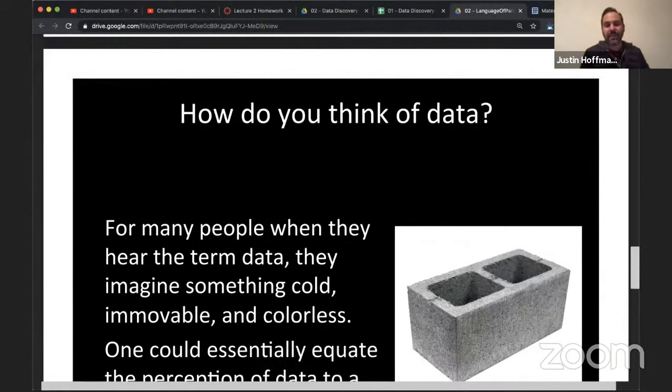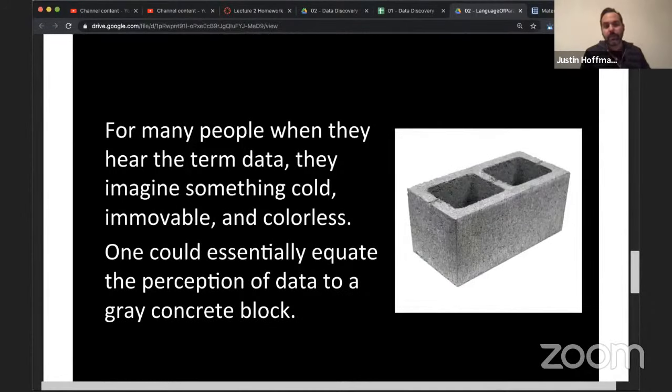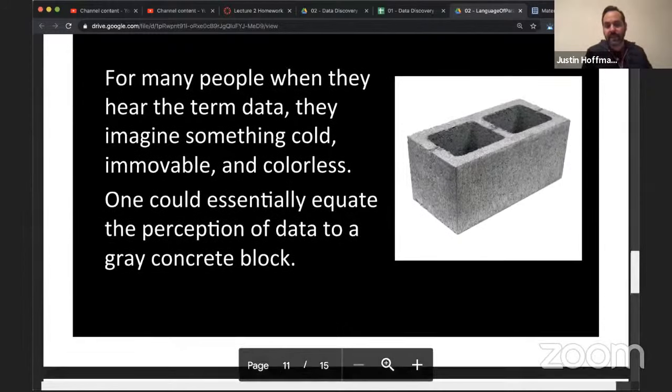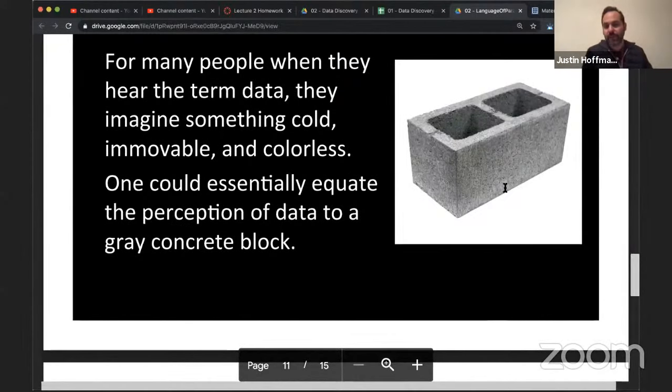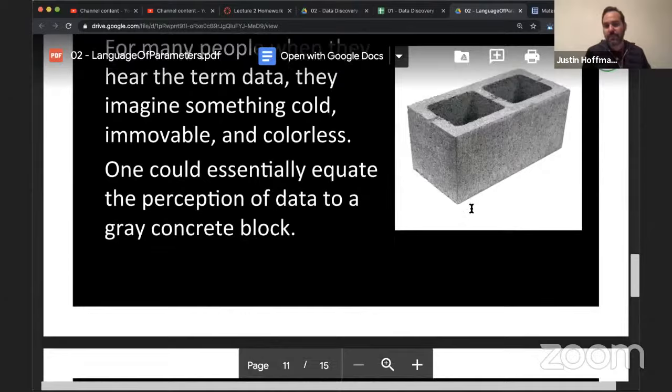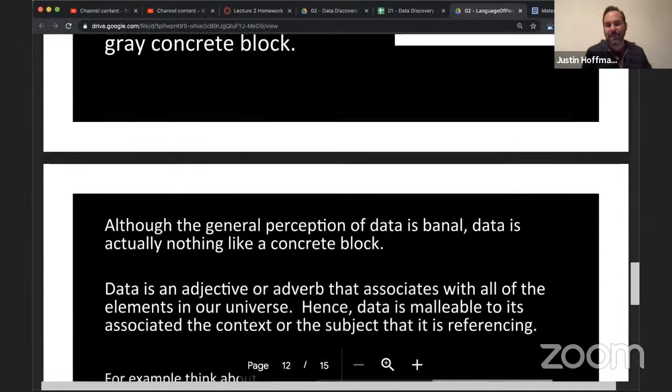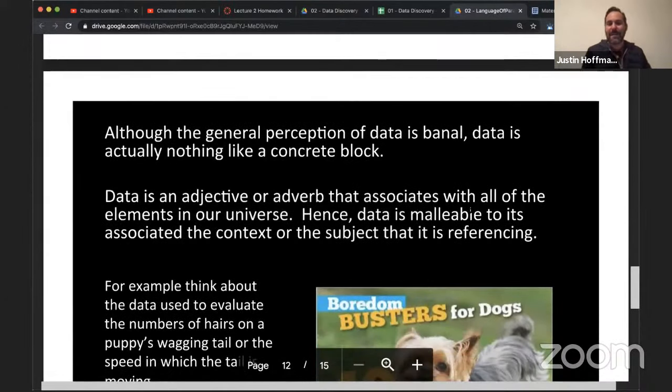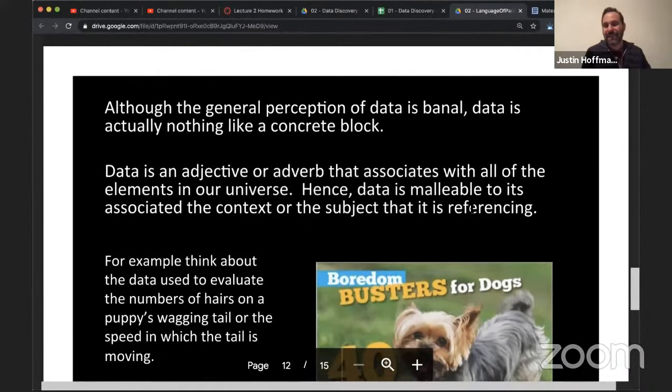So how do you think of data? For many people, when they hear of the term data, they imagine something cold, immovable, and colorless. One could essentially equate the perception of data to a gray concrete block. I know we have somebody in this class who is a huge fan of these concrete blocks and thinks it's something that we should be storing, as it might be the only thing that holds value later on when all currency and everything else collapses.